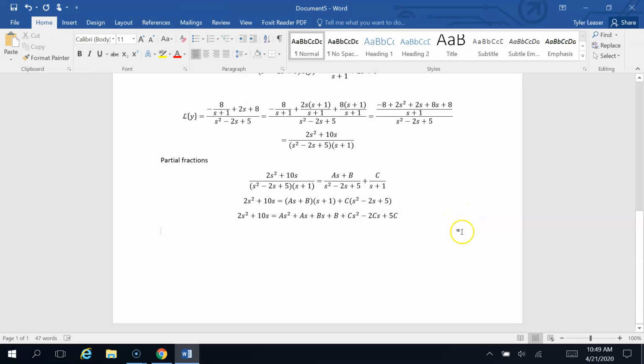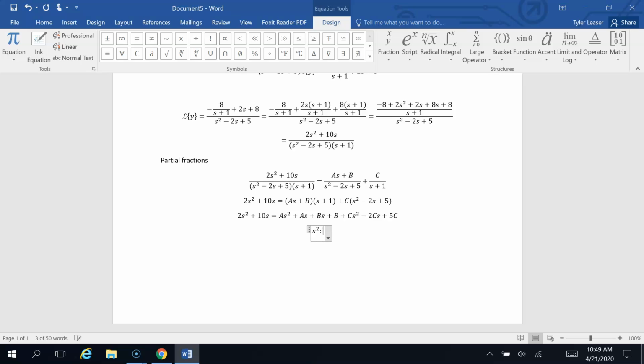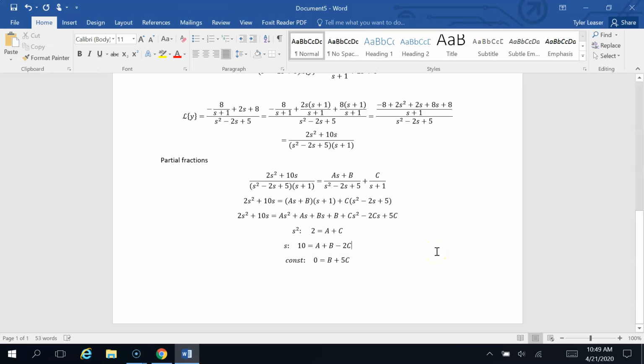Okay. At this point, we're going to set the s squared coefficients equal, the s coefficients, and then just the constant coefficients. So I do have some s squareds floating around. I have a 2 on the left-hand side, and then an a plus c on the right-hand side. I have some s terms floating around, a 10 on the left, an a plus b minus 2c on the right. And then I also have some constant terms, 0 on the left, and then b plus 5c on the right.